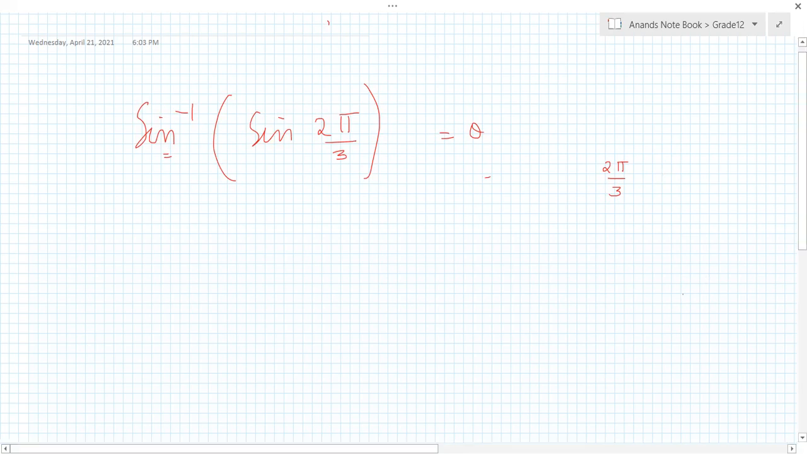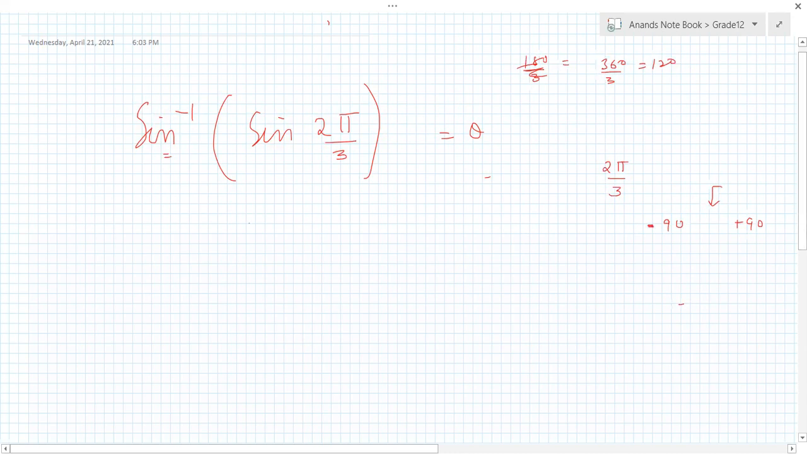Yes, sir. So pi by 2 means 90 degrees, so minus 90 to plus 90. Just in your mind, you should put it. 2 pi by 3 means how much? 360 by 3, which means 120. That means it will not come inside this domain. Correct or not?